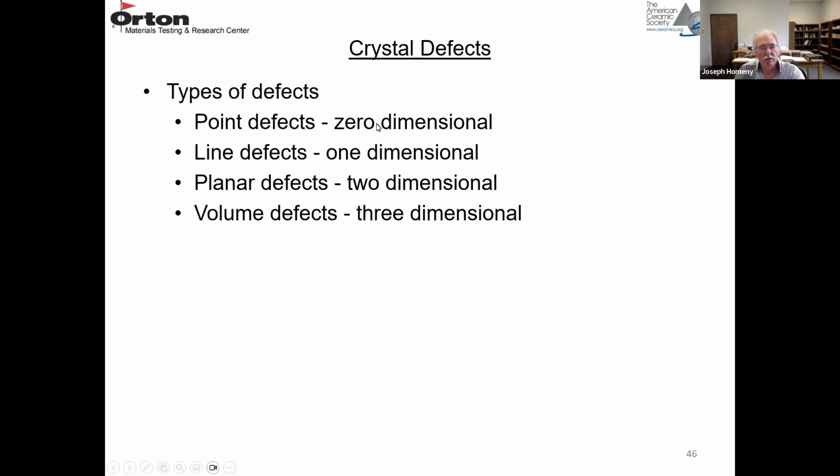A point defect is zero-dimensional. A line defect is one-dimensional. A planar defect is two-dimensional. And then the volume defects are three-dimensional.